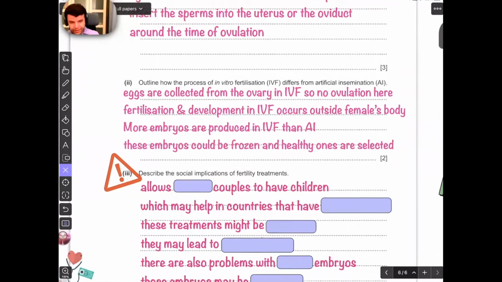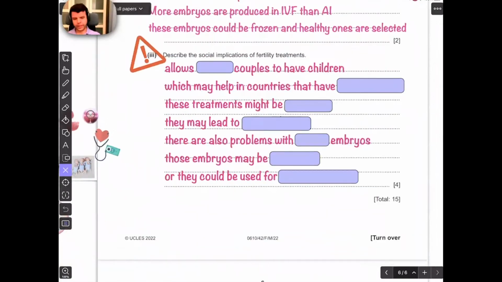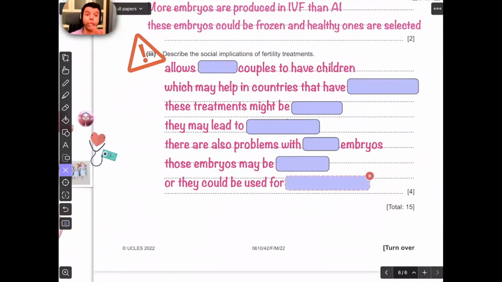Again, in such questions, you could write just two small answers. You say IVF fertilization is outside the woman's body. In IVF, there are more embryos, okay? Now, the next one is also important. They like to ask this question. It's about social implications related to fertility treatments.